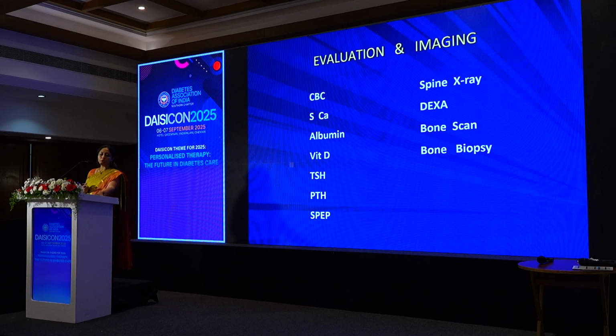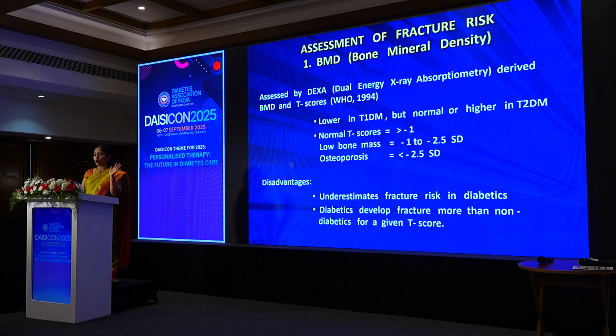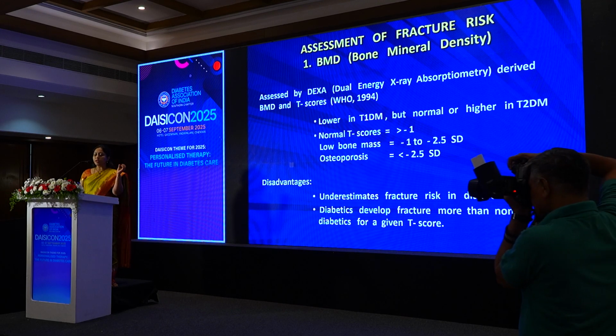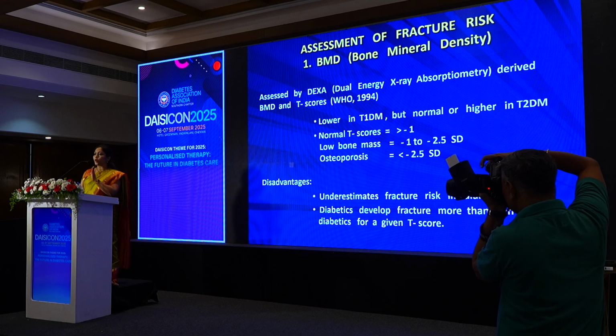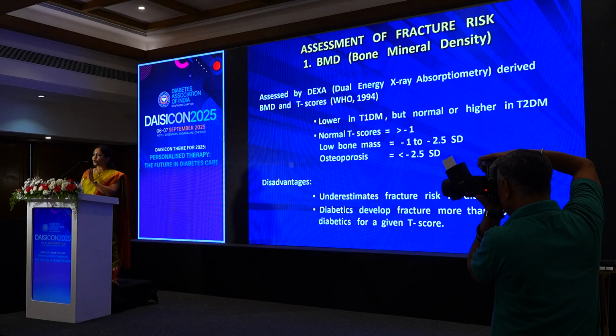So what do we do to evaluate this? Naturally, you are interested in looking at the basic blood work: calcium, albumin, vitamin D, TSH, parathormone, and electrophoresis in patients in whom you suspect other causes of poor bone health, as well as spine X-ray, DEXA, bone scan, and bone biopsy. Now, BMD is by far the most sought-after measure to look for osteopenia or osteoporosis. So -1 and above is normal, -1 to -2.5 is osteopenia, and less than -2.5 is osteoporosis. So this is what it is.